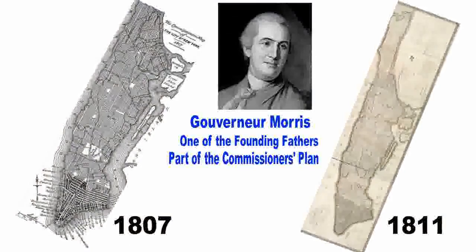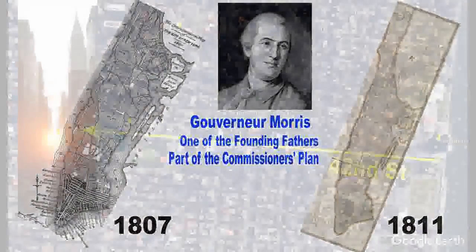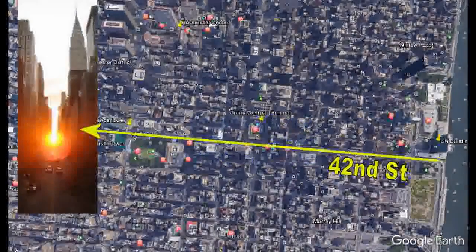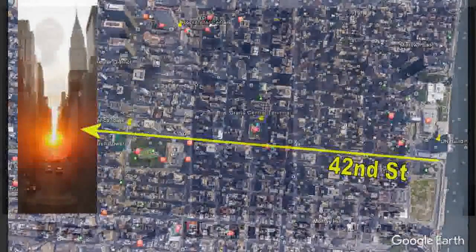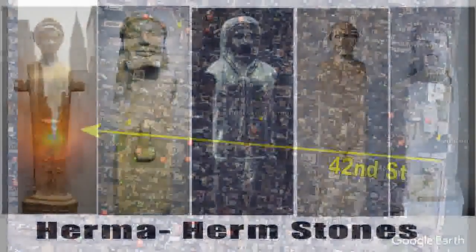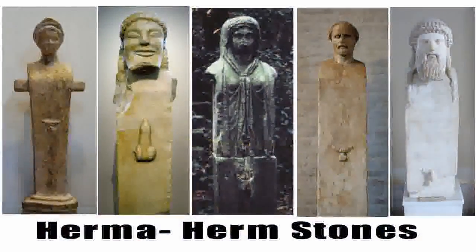Now, I began talking about the commissioners' plan for New York, 1811. Governor Morris, one of the founding fathers, angled the streets at 29 degrees, therefore creating Manhattanhenge on 42nd Street, incidentally. But going back again to pre-Roman times, when you have the Herma or Hermstones, which you see are very often hermaphroditic.